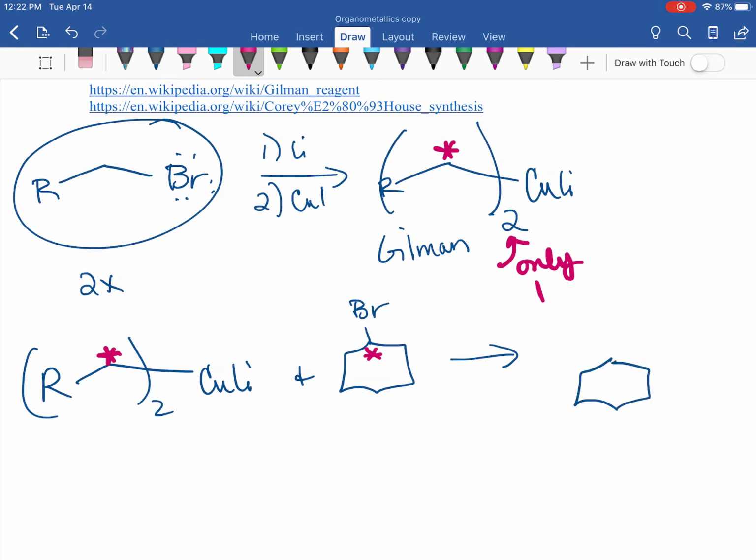So let's draw the product. Let's take our alkane. I'm going to draw pink where you just coupled. And then let's connect our Gilman reagent. So this part comes from your Gilman reagent. This part comes from your alkyl halide. And you just did a coupling.